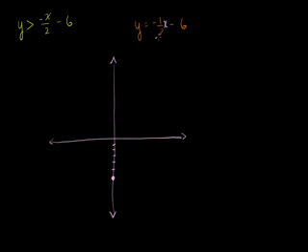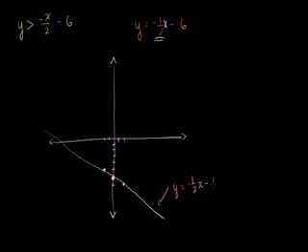So my slope is negative 1/2, which means when I go 2 to the right, I go down 1. If I go 2 to the left, if I go negative 2, I'm going to go up 1. So my line is going to look like that. That's my best attempt at drawing the line. So that's the line of y is equal to negative 1/2 x minus 6.